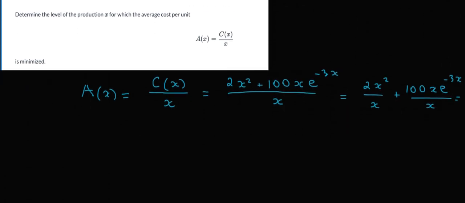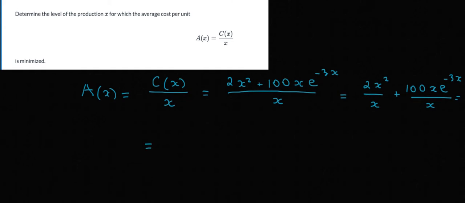Now we can make some simplification. For the first term, 2x squared over x, we can reduce this fraction by a factor of x. In the numerator, we have x squared, which is x times x, and one of those factors of x can be cancelled with the factor of x in the denominator. So basically, we're going to cross out the x in the denominator and square in the numerator. Likewise, for the second term, we have a factor of x in the numerator and a factor of x in the denominator. They cancel out. And so what we get is 2x plus 100 e to the power negative 3x.